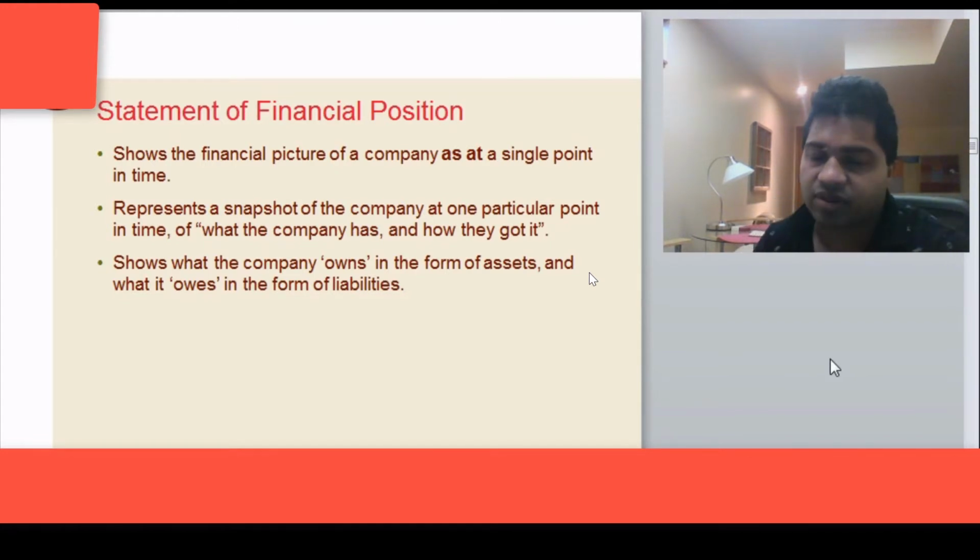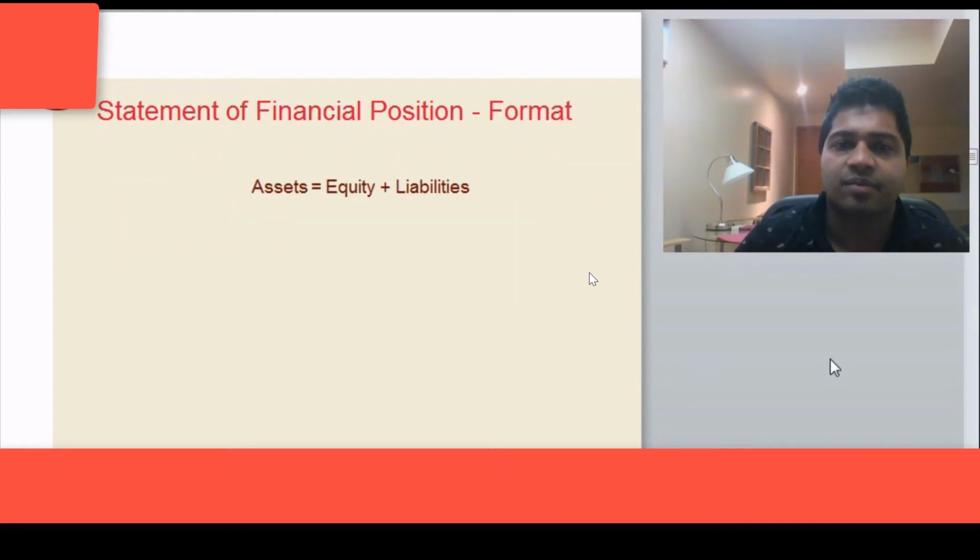So let's start one by one. The balance sheet, or statement of financial position, shows the financial picture of a company as at a single point of time. It represents a snapshot of the company at one particular point of time. So what the company has, also called assets, and how they got it, that is the liability. It shows what the company owns in the form of assets and what it owes in the form of liabilities.